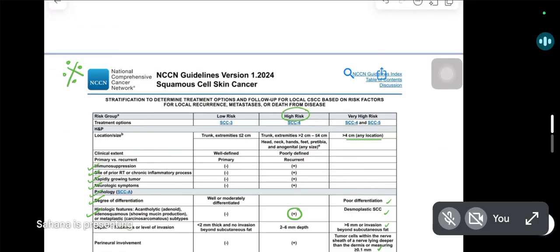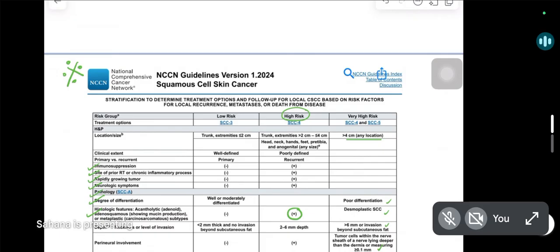It has got poor differentiation. It has got desmoplasia. The depth of the thickness or level of invasion is more than 6 mm, with invasion beyond subcutaneous fat, and there is nerve involvement. PNI is positive, LVI is positive. These come under very high risk.